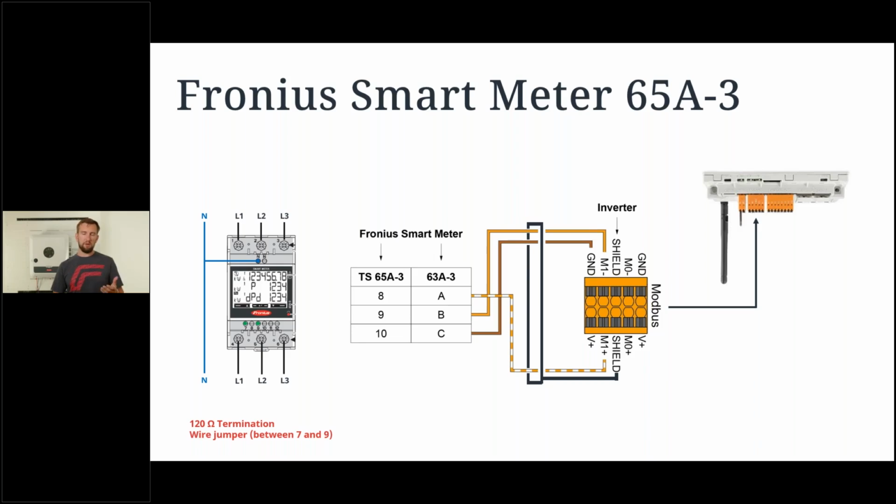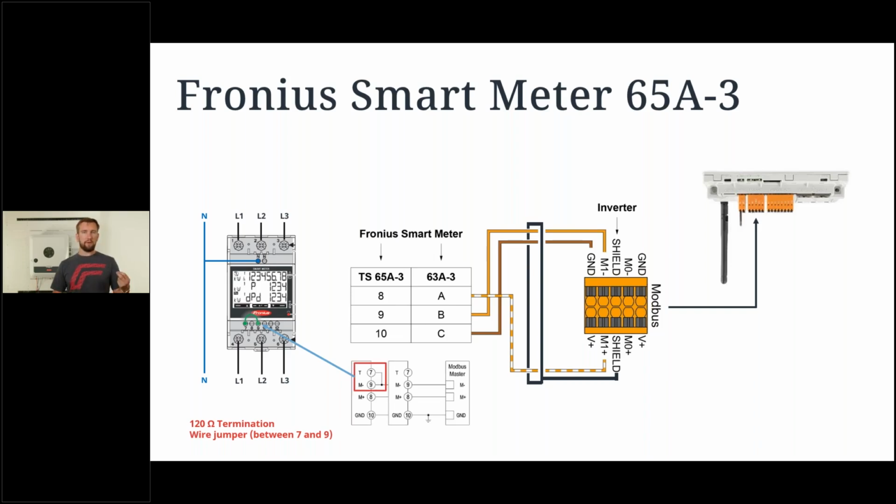If we look at the smart meter, we're going to place that between 7 and 9. But we don't have to place the resistor. There's already a resistor integrated into the device. All we have to do is activate it. And to activate it, what we'll do is we will put in a jumper. We'll put in a cable bridge, if you like, between 7 and 9 so that the signal goes via that resistor internally.